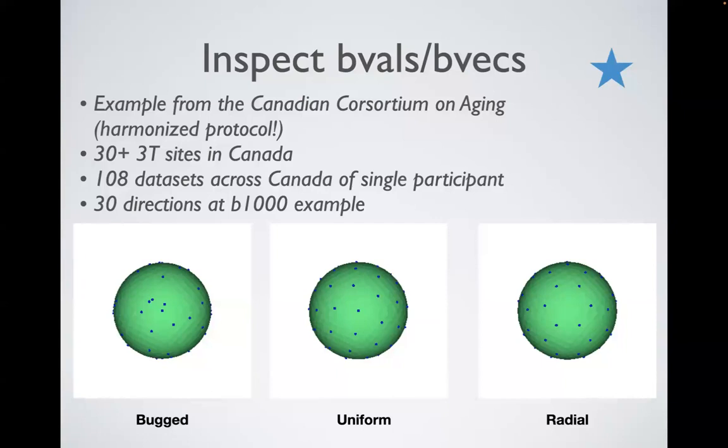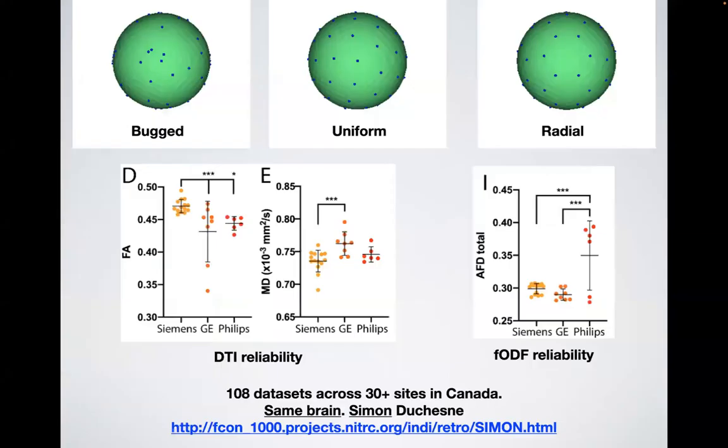And this is just a simple example, but with Simon Duchesne and Louis Collins, we have a project with 30 sites across Canada. We ask all the sites to run the same sequence. And we got crap back, okay? It's not all scanners, unfortunately. These are still kind of research machines. This diffusion type of acquisition is still a research type acquisition. So it's easy to have bad data.